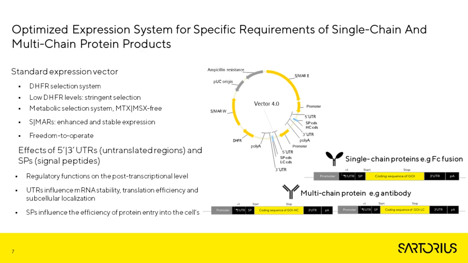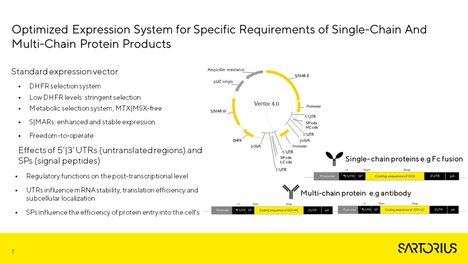And untranslated regions, as we all know, are very crucial genetic elements which are very important in directing a transcribed mRNA to the right cellular compartments, and they also play a very important role in mRNA stability of the transcribed mRNA. Signal peptides, on the other side, are working on the protein level, that they also are very crucial in driving the translated protein to the right cellular compartment so that they are very efficiently also secreted later on.